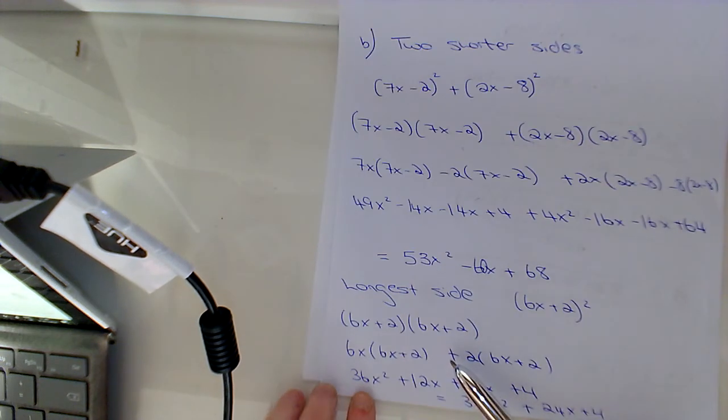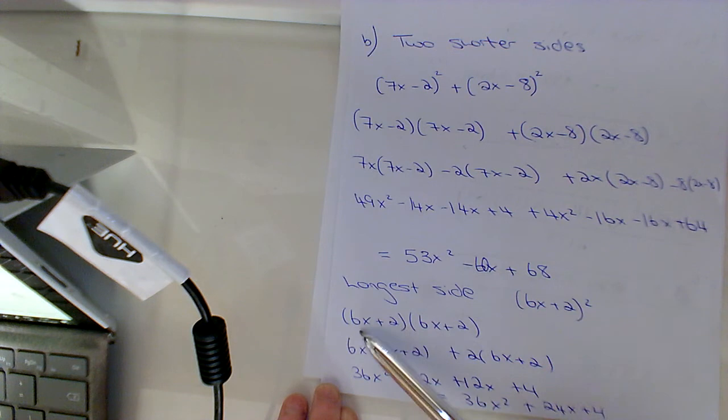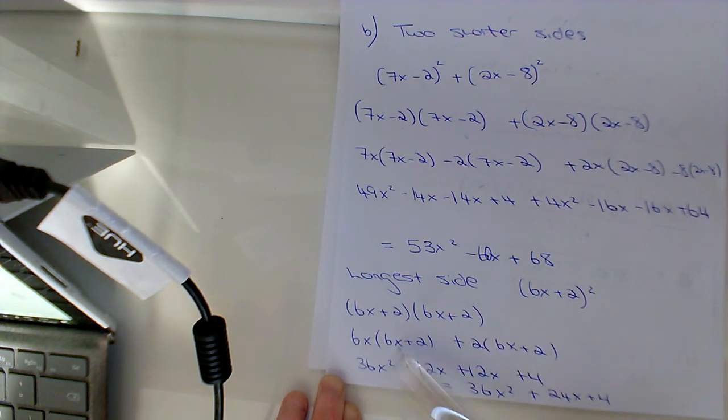And then I work out my longest side. Remember, in Pythagoras' theorem I have a squared plus b squared is equal to c squared, so I've got my a and my b squared, and that's what I've got here. And now I'm getting my longest side, so this should be equal to this squared. So I have (6x plus 2) squared, which means multiplied by itself. So I have my first term times everything in the second bracket, my second term times everything in the second bracket. So I have 6x(6x plus 2), 2(6x plus 2). 6x times 6x gives me 36x squared. 6x times 2 is 12x, 2 times 6x is 12x, and 2 times 2 is 4.